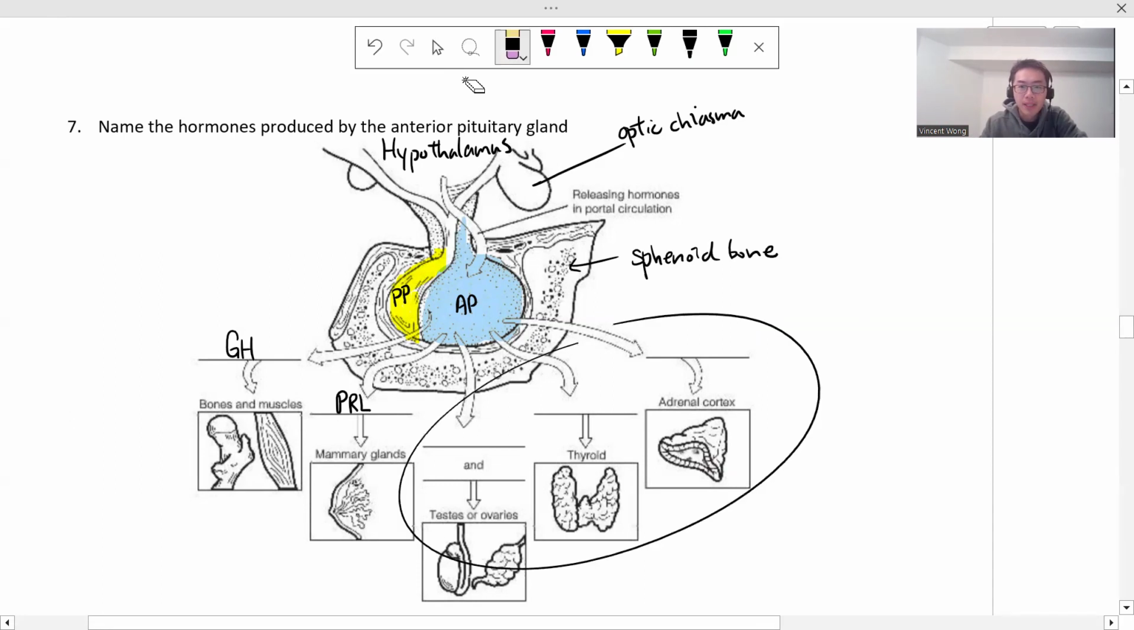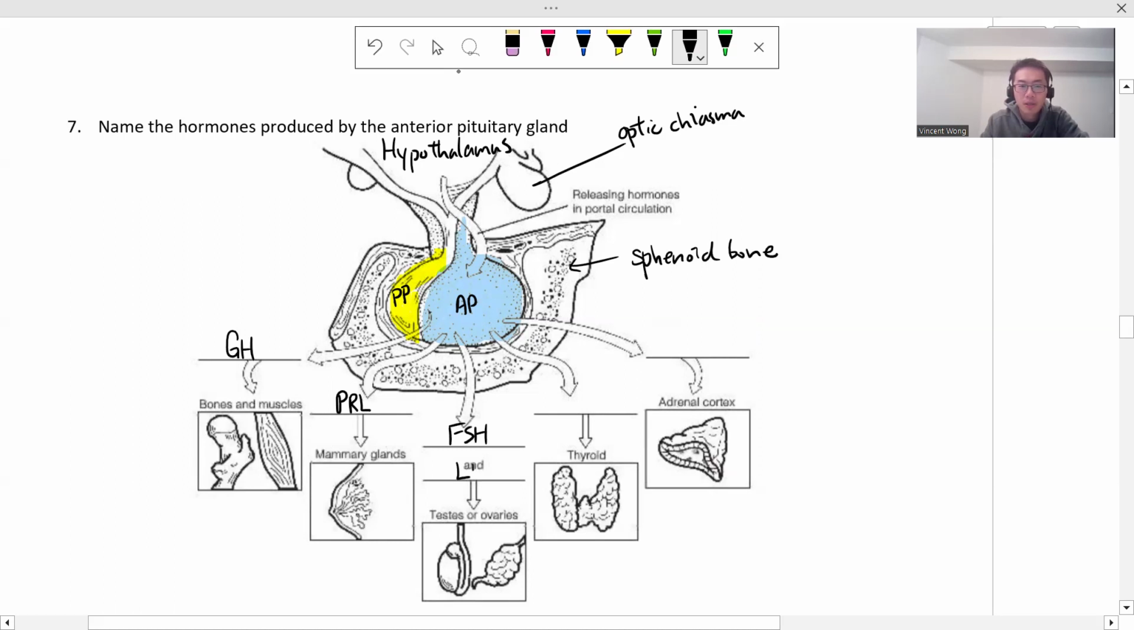Okay, these are the tropic ones. Help me out, please. Testis and ovaries. FSH and LH. That's right. Follicle stimulating hormone and the luteinizing hormone. And for the thyroid, TSH. Yeah, thyroid stimulating hormone. And then this last one is a bit hard to remember the name, but it's ACTH, I'm sorry. Adrenocorticotropic hormone, ACTH.